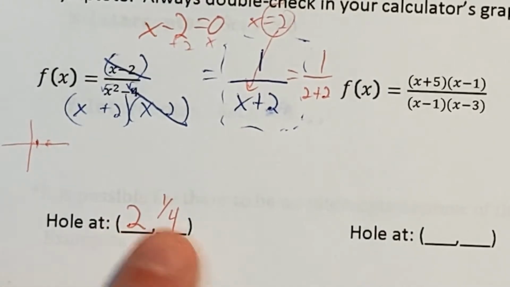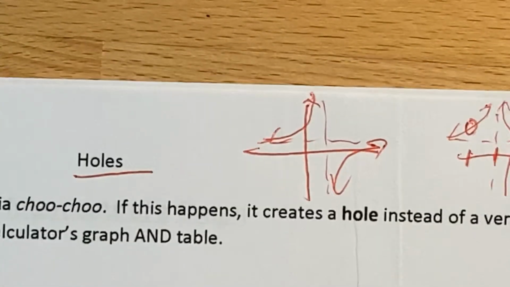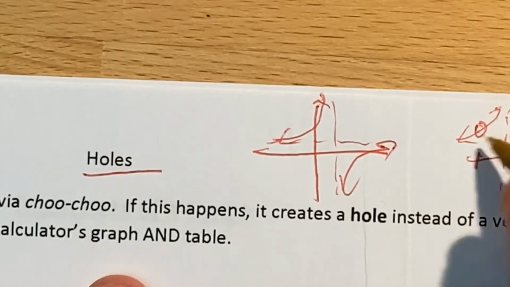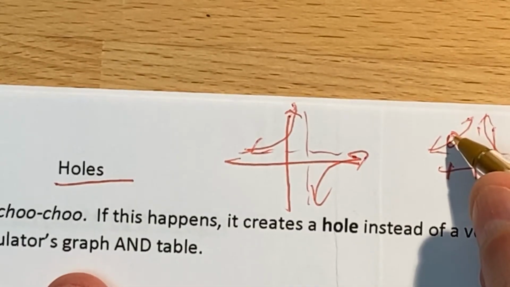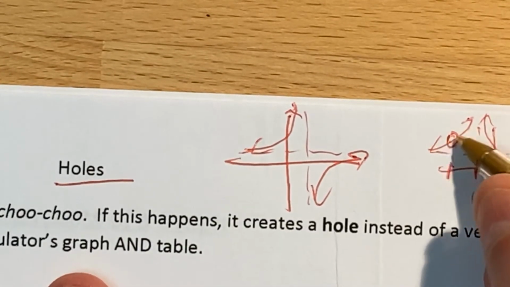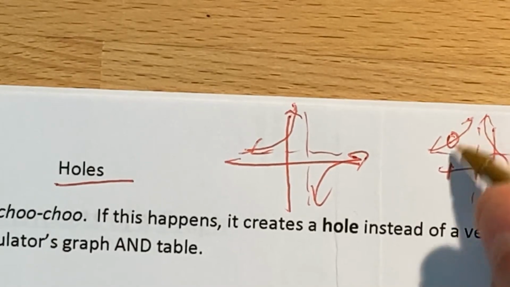It's just if it did exist at 2, the value would be 1/4. Like here, when I was talking about it, it would be the hole. It's like this is at 2 1/4, but it's an open circle there because there's nothing there. And yes, I do know that's not 2 1/4.